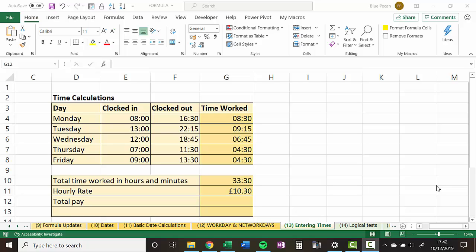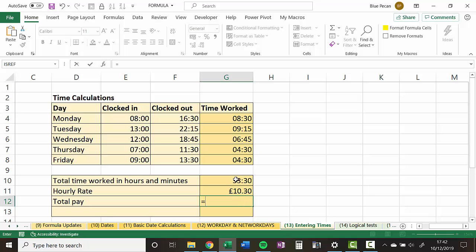And in this video, we're going to work out how to convert times to decimals to work out your final pay packet, payroll, billable hours, etc. So what we've got is the total time worked for the week, 33 hours and 30 minutes, and our hourly rate is £10.30. So we want to work out the total pay or the total billable amount.